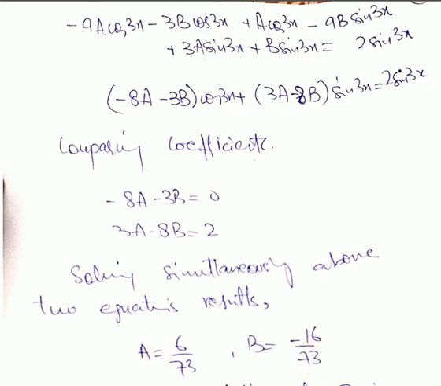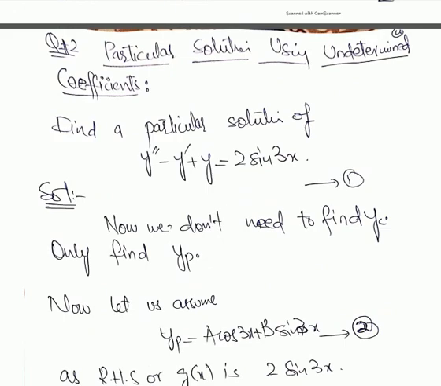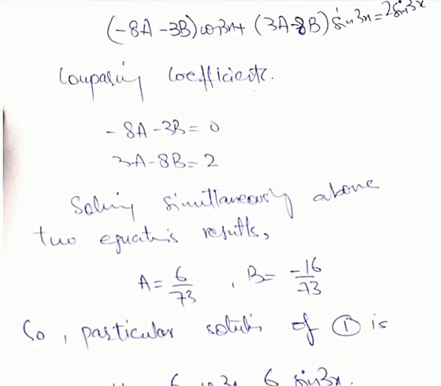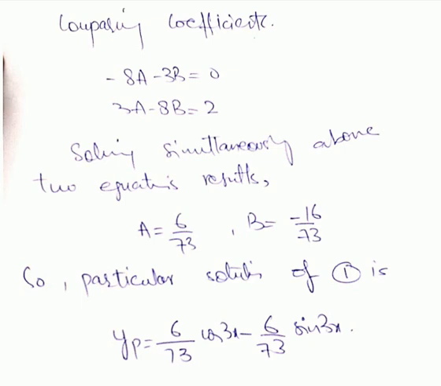Putting these values in our assumed yp, a cos 3x plus b sin 3x, we get yp is equal to 6 by 73 cos 3x plus b sin 3x, where b is minus 16 by 73. Sorry, make it minus 16, or just solve by yourself whether it's 6 or 16 by 73 sin 3x. This is yp. We will stop here.